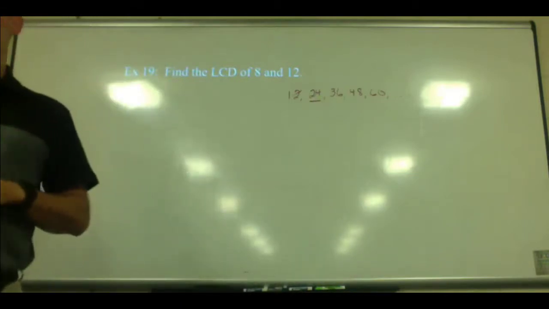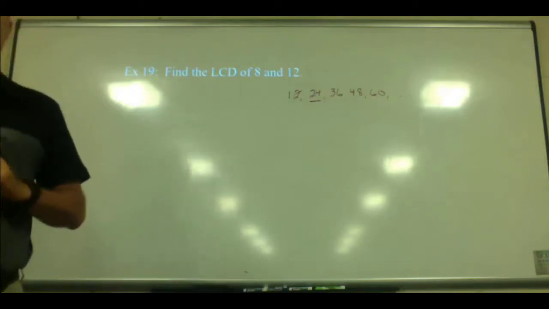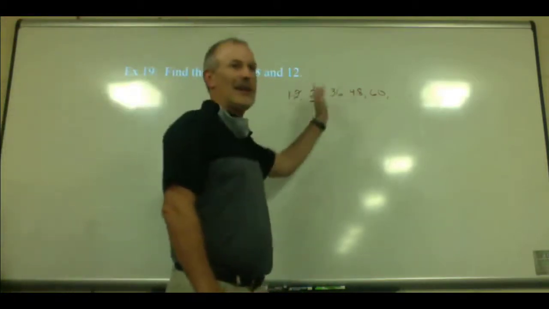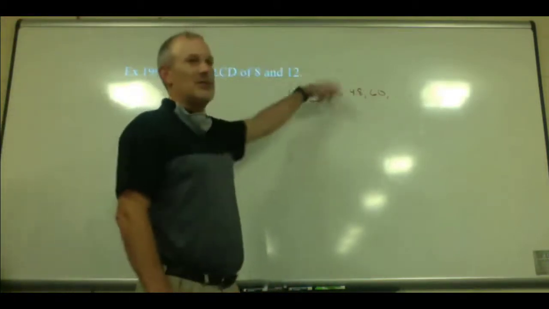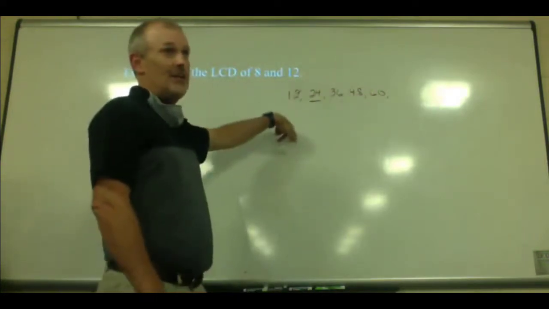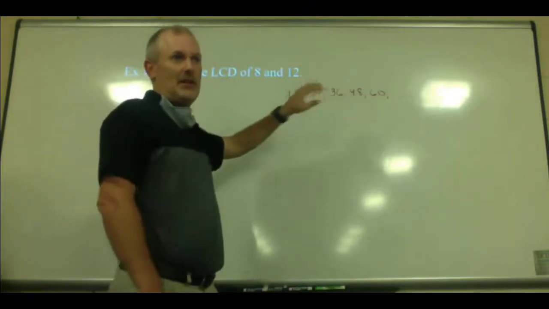And again, you can do the dividing with a calculator. You can do the multiples with a calculator. How will you do this for a calculator? If you do it this way, you'd still have to write down, on your calculator, 12 times 1, 12 times 2, 12 times 3, 12 times 4, and then divide them, 12 divided by 8, 24 divided by 8, and see which one comes out evenly that way.